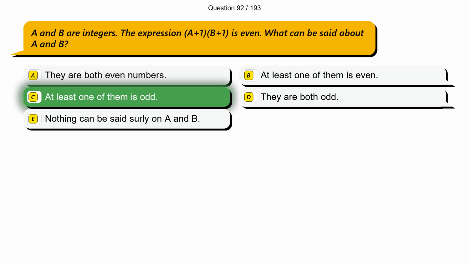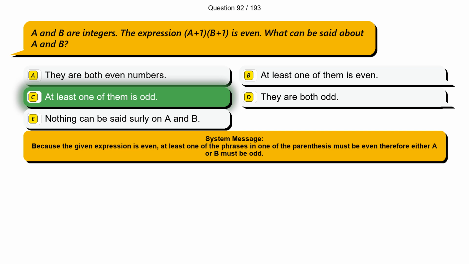The correct answer is option C, at least one of them is odd. Because the given expression is even, at least one of the phrases in one of the parentheses must be even, therefore either A or B must be odd.